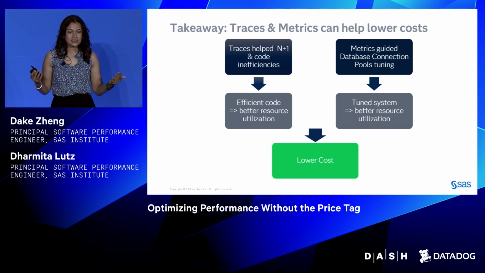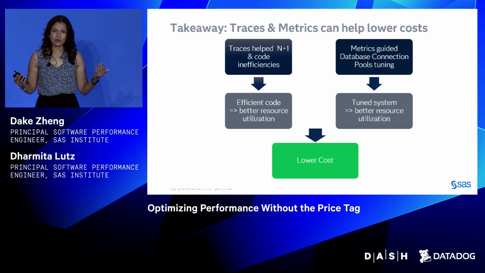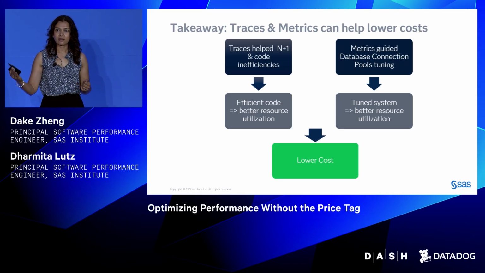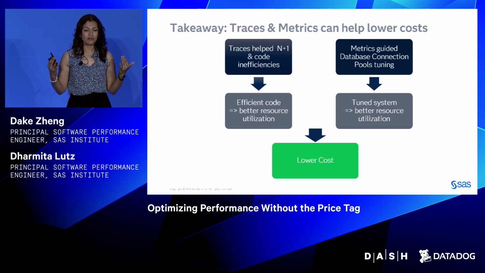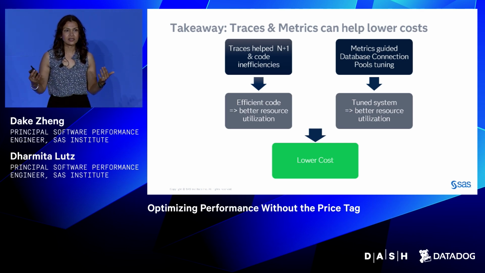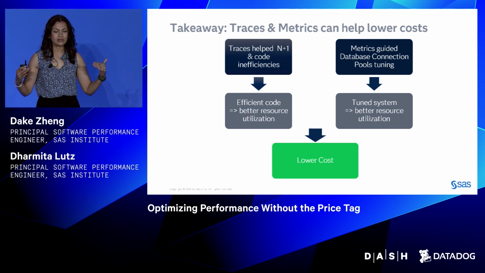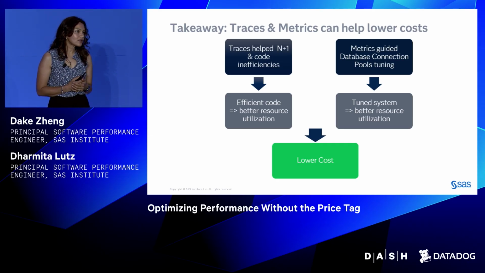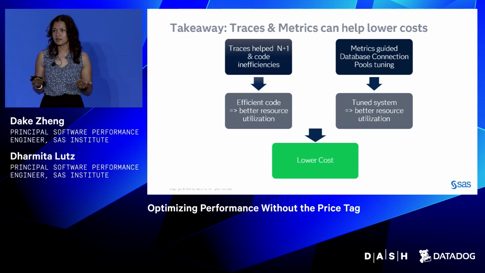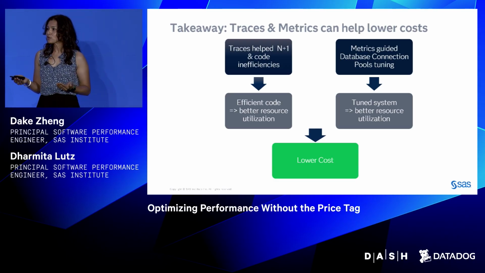So again, the traces helped identify code inefficiencies. Metrics guided our tuning. Both of these led to efficient code and a more tuned system, which led to lower resource utilization, which helped us lower our costs. I hope some of these strategies inspire you to investigate these options to improve your performance without sacrificing cost.